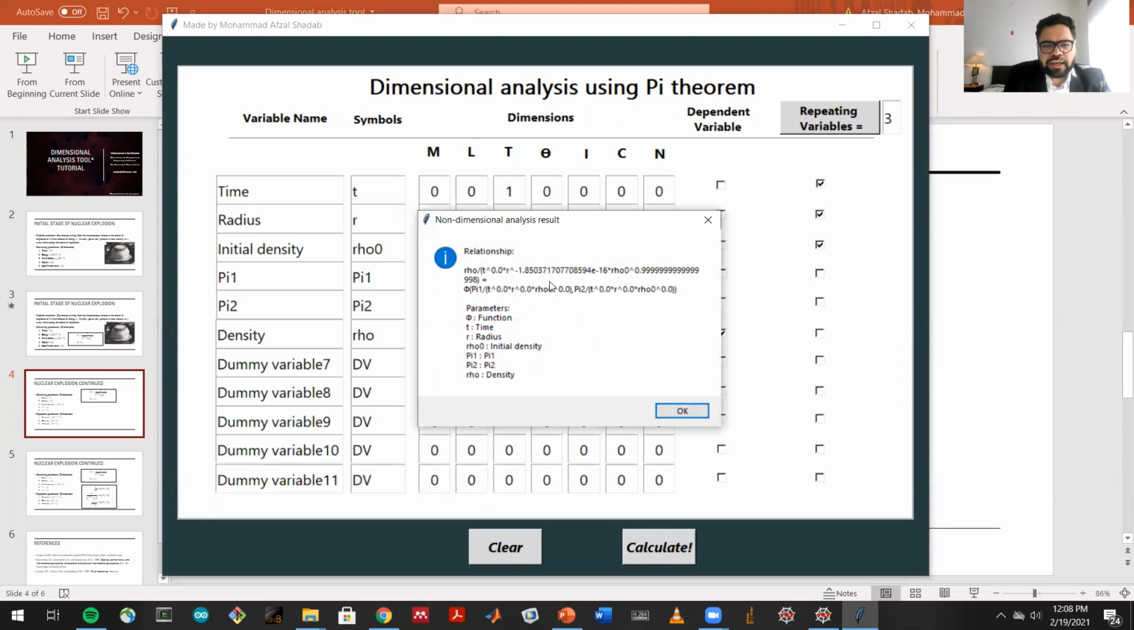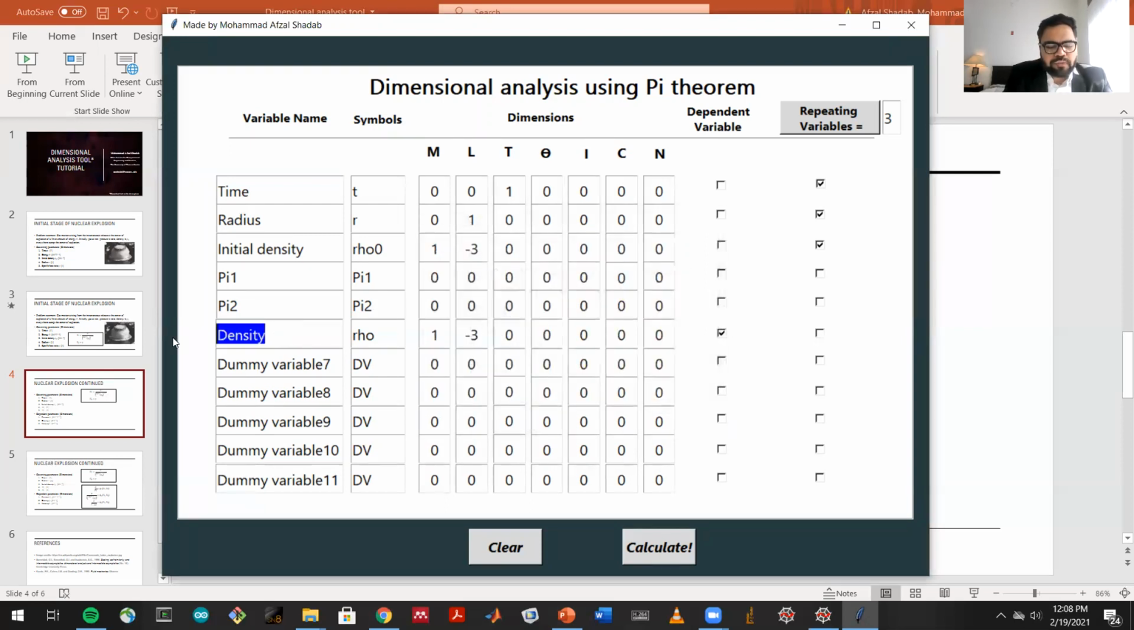And if you do calculate, you can disregard this small number, this is at machine precision, and you have rho over rho naught equals phi as a function of pi1 over this non-dimensional term, and pi2 over this non-dimensional term. And this is your relation for rho.